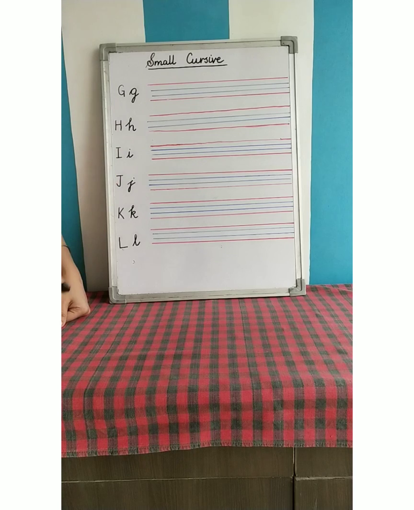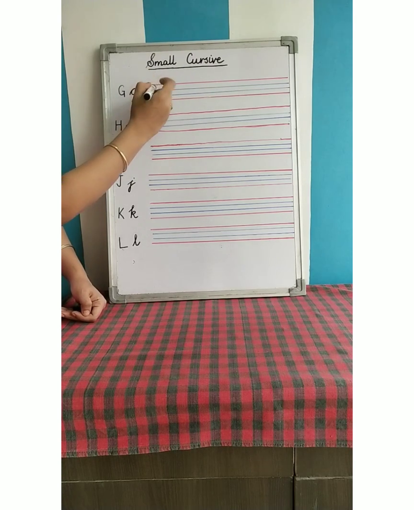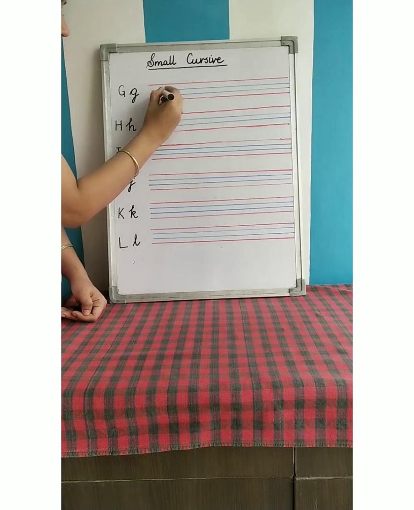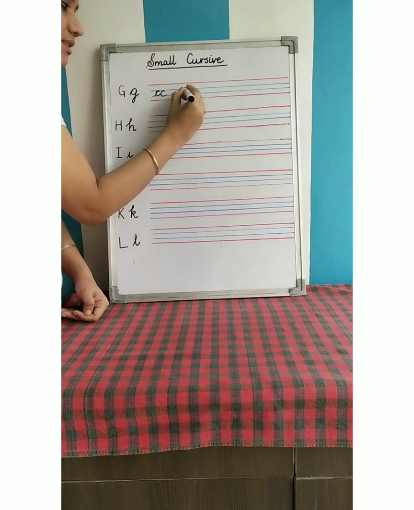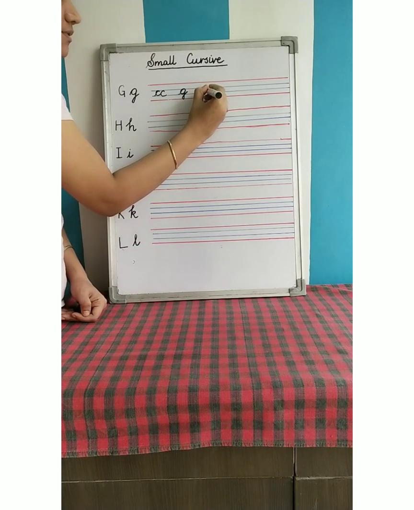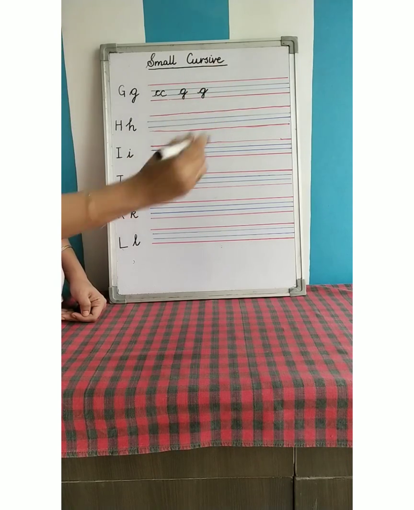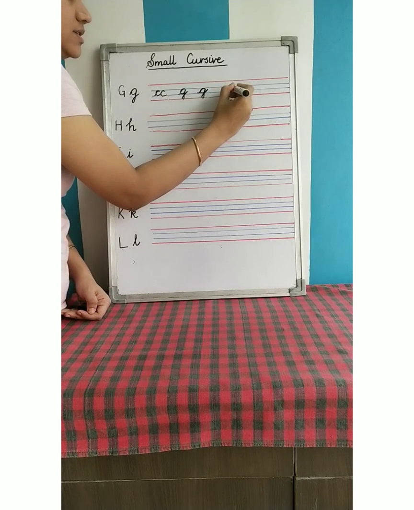Now let us begin with small cursive G. Now this is based on this pattern which you already know. Now we will make the pattern, extend it and G. Now again, first we will make the pattern, close it, extend it till the fourth line, the red line, and then a tail like this.